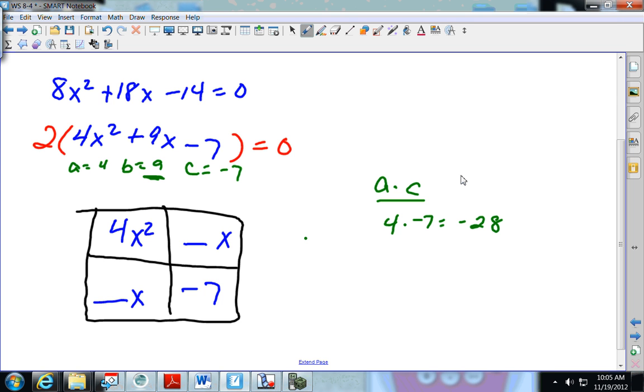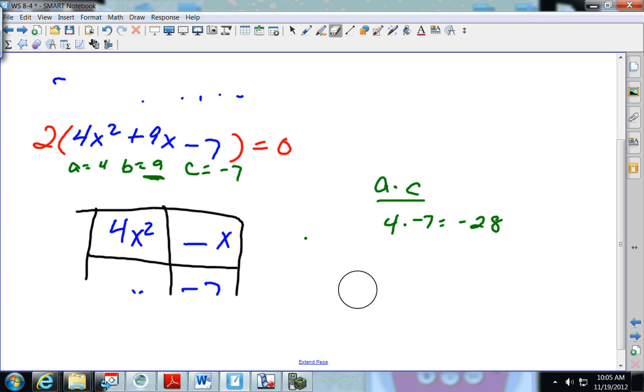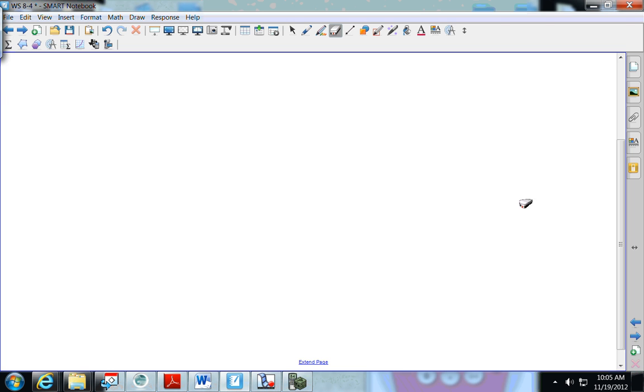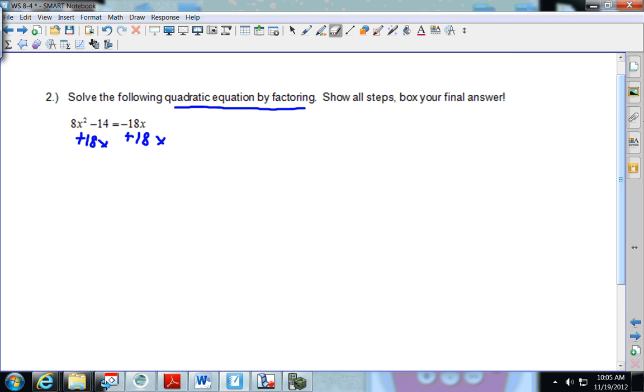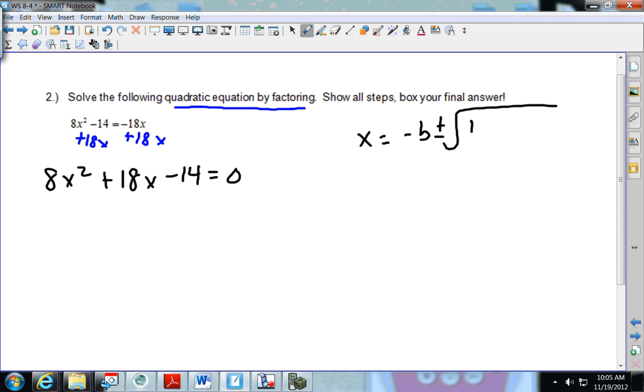Okay, in this case, we can't factor it. There are no factors. We're going to have to go back and use the quadratic formula. So as I go back, let me erase this. We'll go back here and look, and I know that I have to have 8x squared plus 18x minus 14 equals 0. When we use the quadratic formula, remember, x equals negative b plus or minus the square root of b squared minus 4ac, all over 2a.